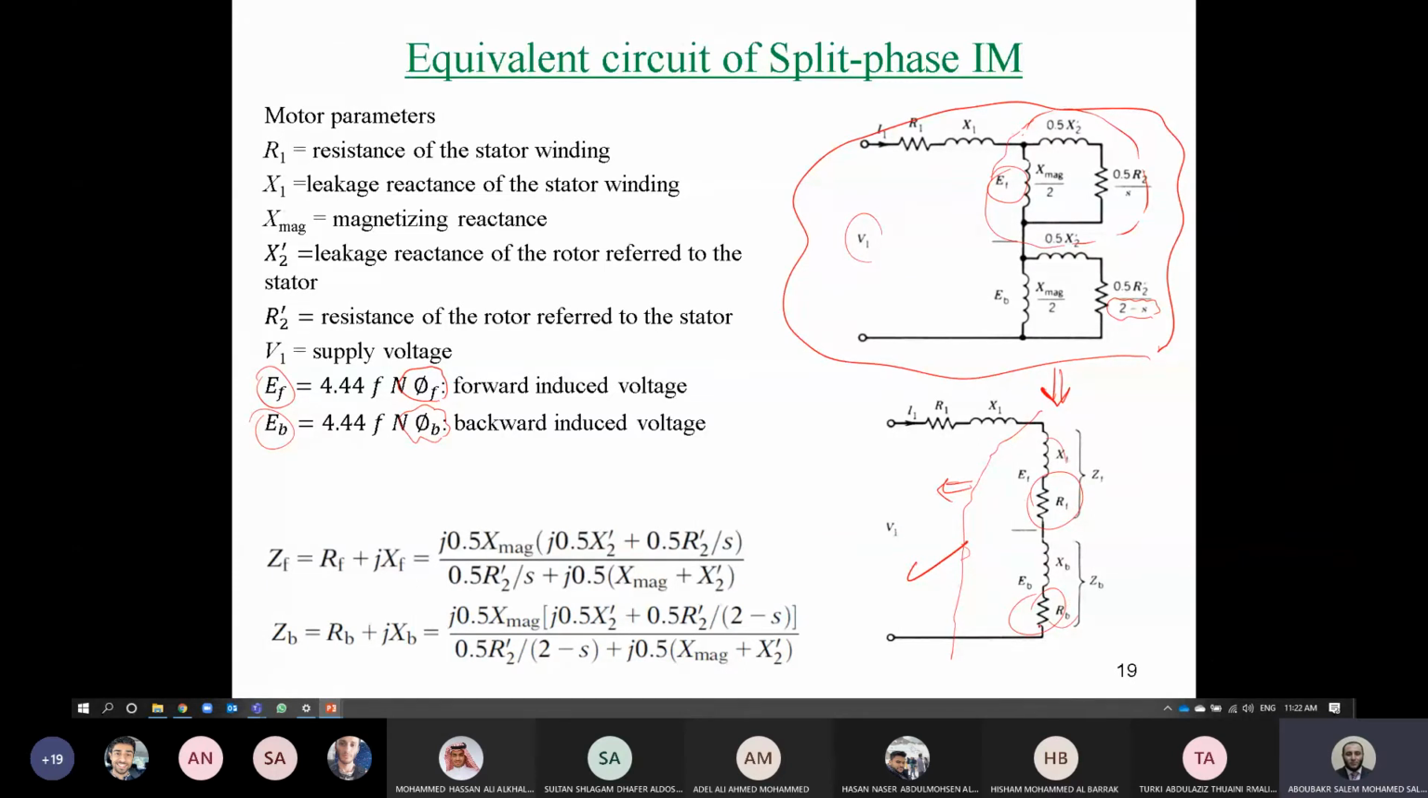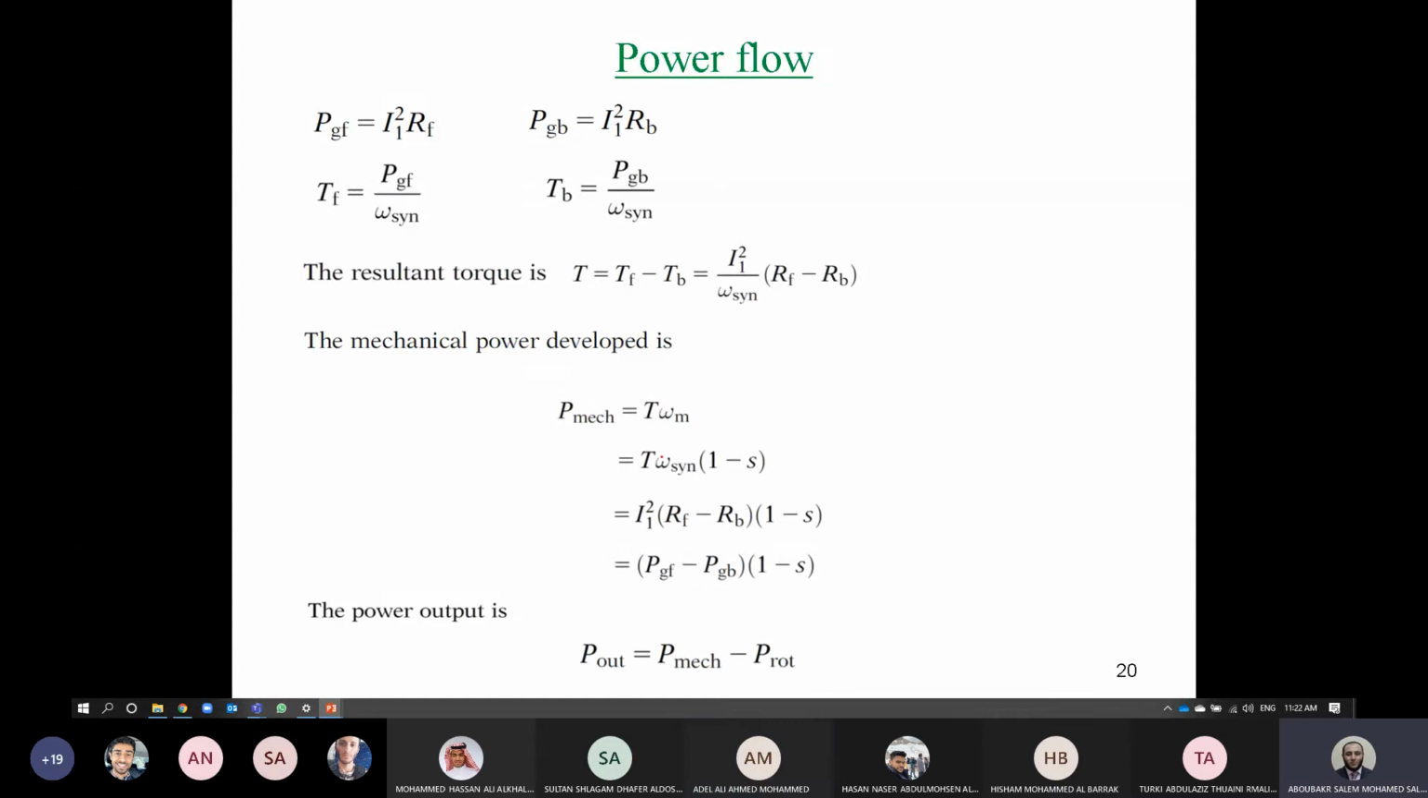What will be the current now? Is it going to be different between backward and forward, or do we have only one current in series for all of the impedances, which is I1? Yes, the same current. Just one current, right? So we can say now P gap forward equals I1 square RF. What is I1 here, line or phase? Just to check if you are following or not.